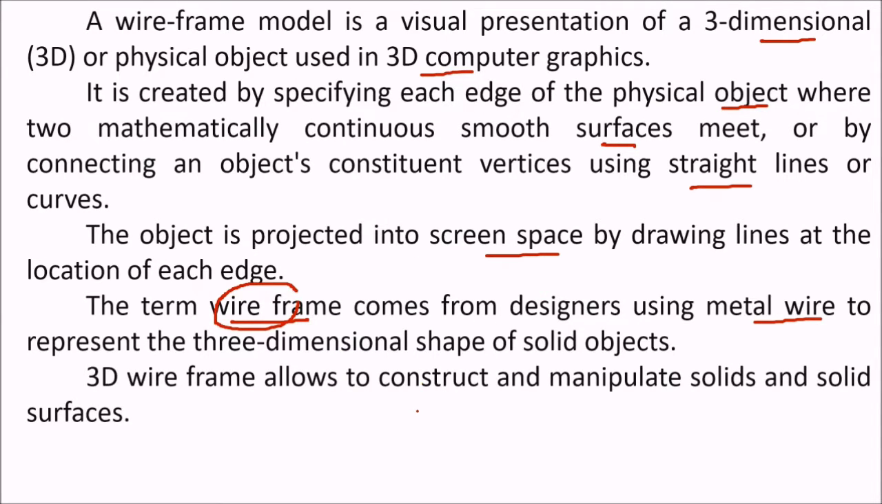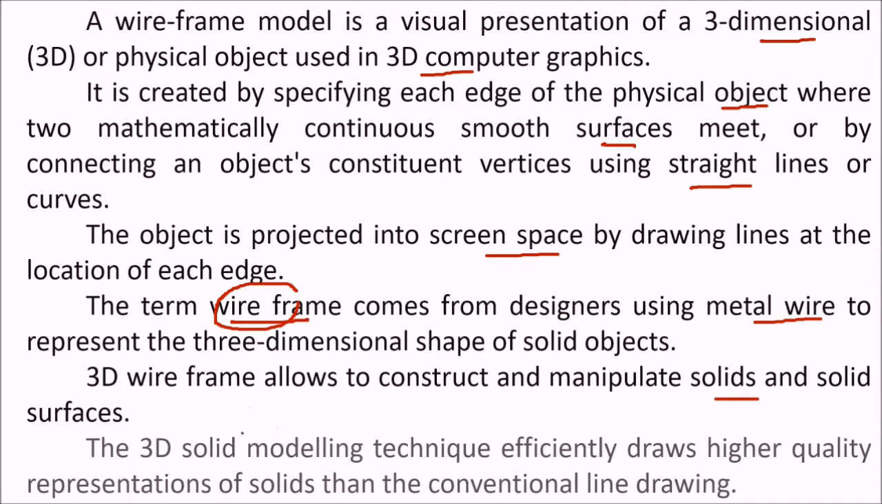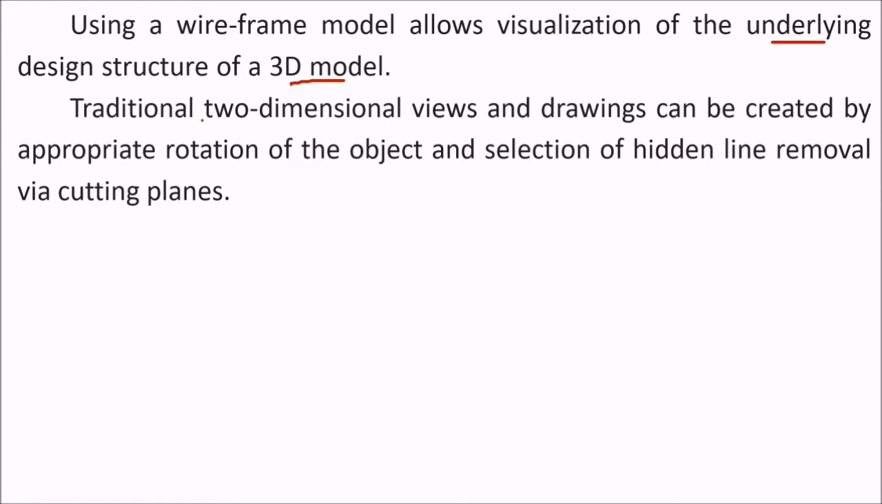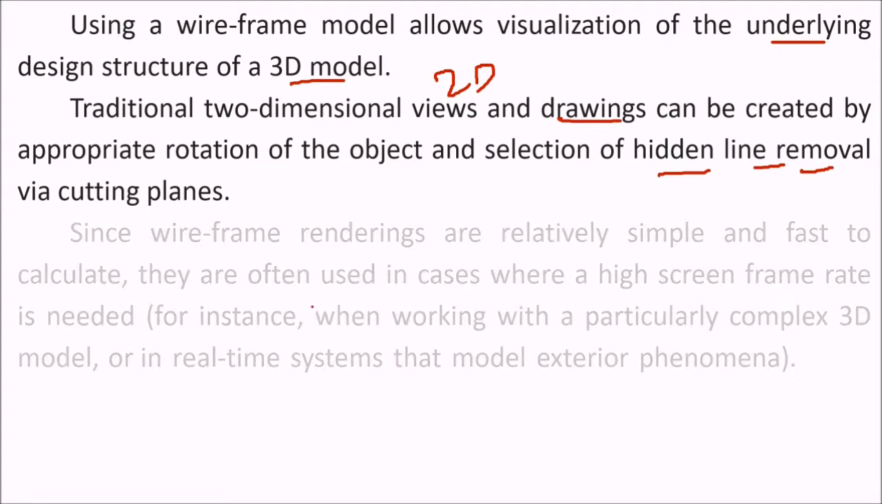The 3D wireframe allows us to construct and manipulate solids and solid surfaces. The 3D solid modeling technique efficiently draws a higher quality representation of solids than the conventional line drawing. Using a wireframe model allows visualization of the underlying design structure of a 3D model. Traditional 2D views and drawings can be created by appropriate rotation of the object, and selection of hidden line removal via cutting planes.